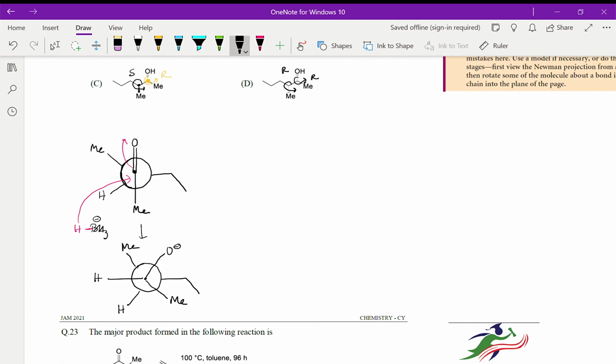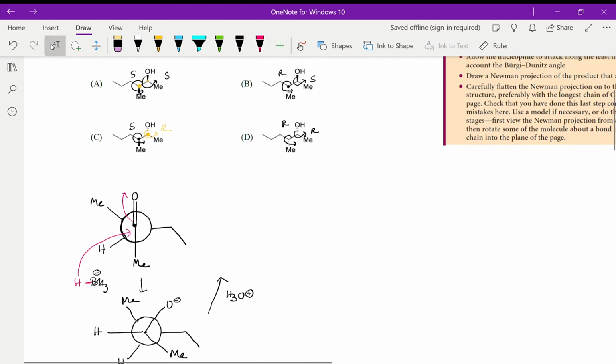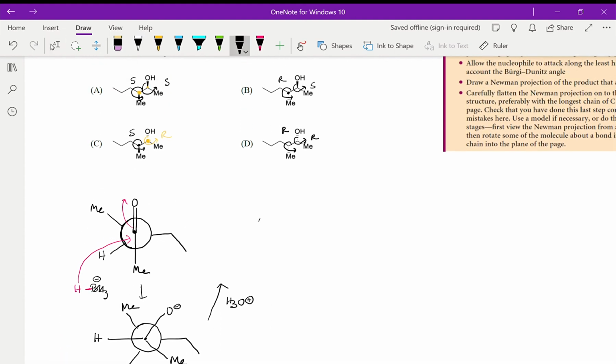Now if you do the hydrolysis, or rather I should say acidic workup of this particular product, then what you will obtain is a structure as I am writing, which will have the OH like this, the H will be here, Me will be here, H will be here, and the ethyl will be like that.